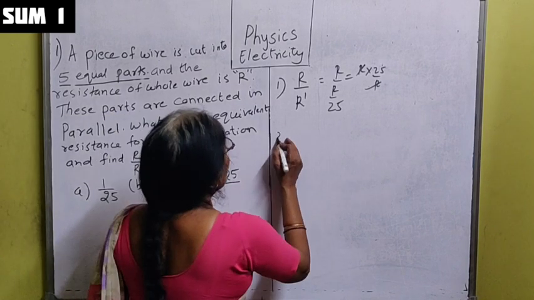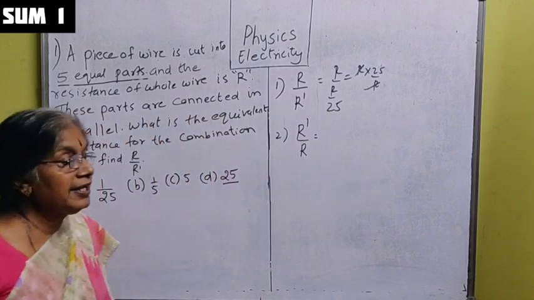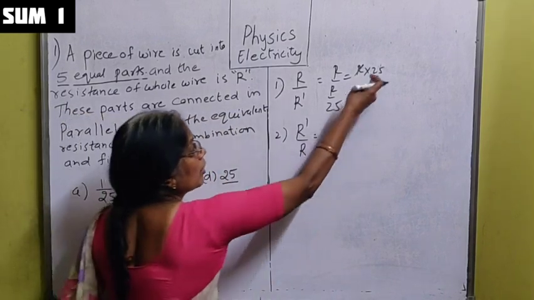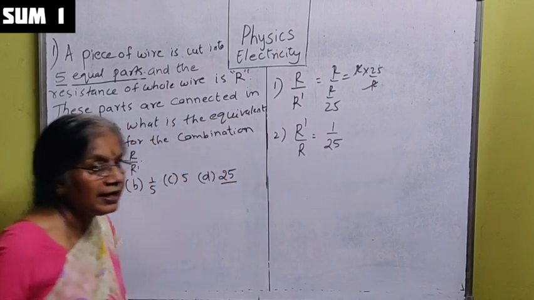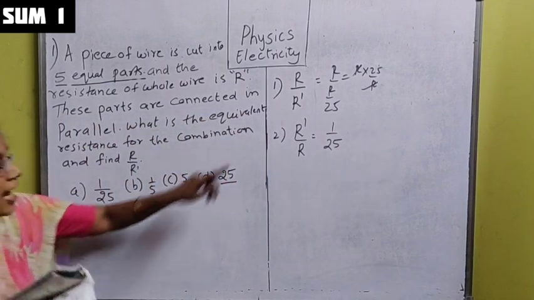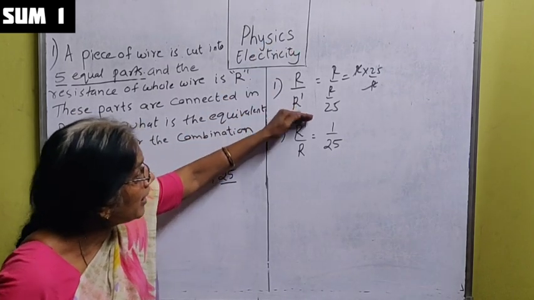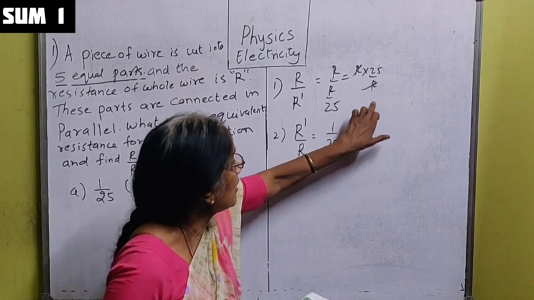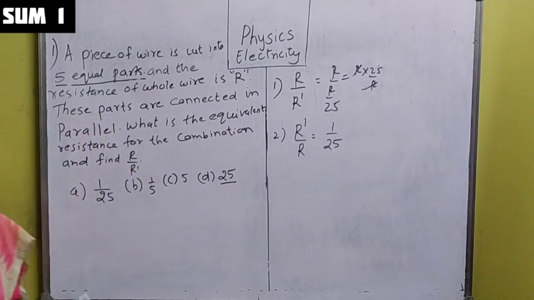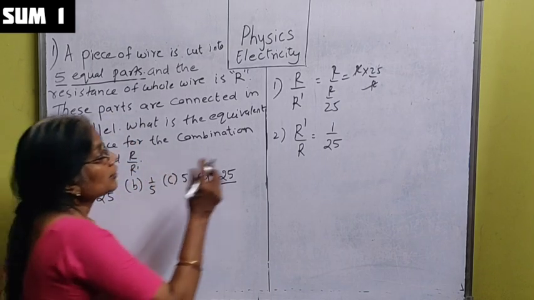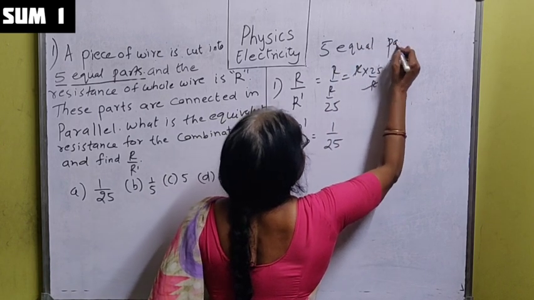But if it is asked, what is R dash by R? Very simple. The reciprocal of 25. What is the reciprocal of 25? It is 1 by 25. So you have taken the reciprocal of R by R dash. R dash went into the numerator, R came into the denominator. So this is 25 by 1. So 1 will go in the numerator and 25 will come in the denominator. So R dash by R will be equal to 1 by 25. So this is for 5 equal parts.